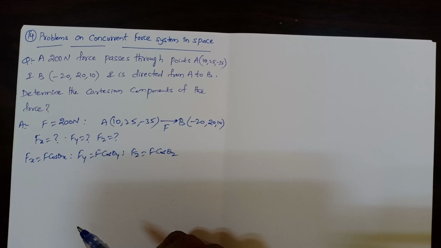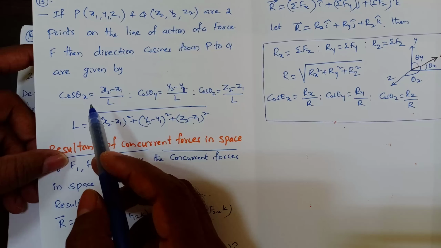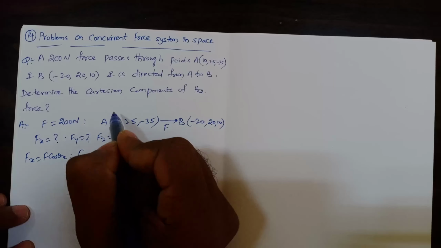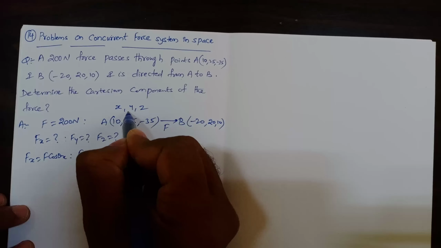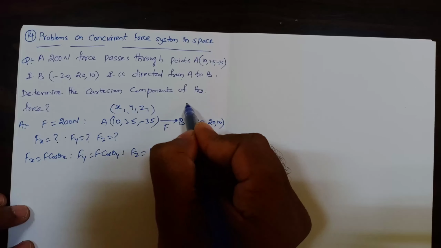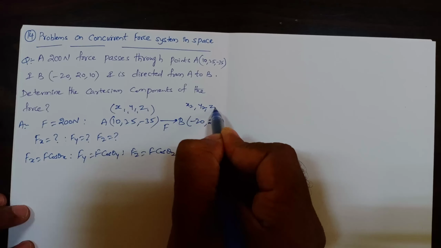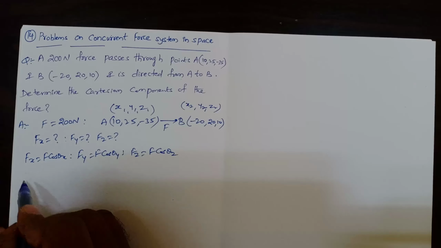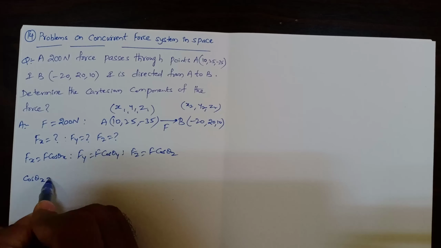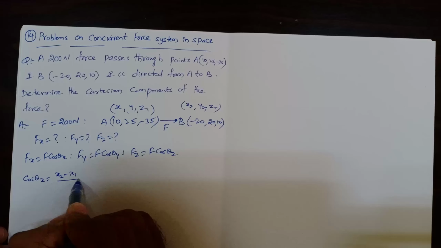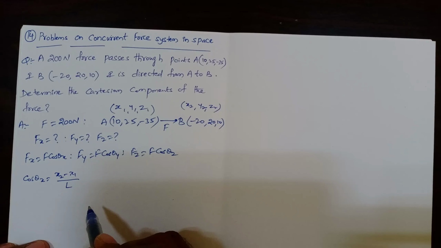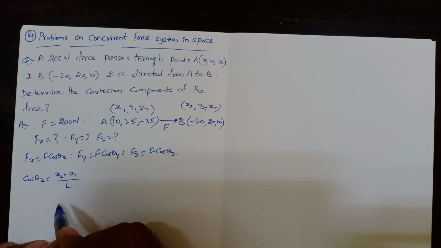If 2 points are given on the line of action of the force F, then we can find the direction cosines using this formula. So cos theta x is equal to x2 minus x1 by L, and similarly cos theta y and cos theta z. Now this will become x1, y1, z1 because it is from A to B, and this will become x2, y2 and z2. Then cos theta x is equal to x2 minus x1 by L. So here we need to find this L value.